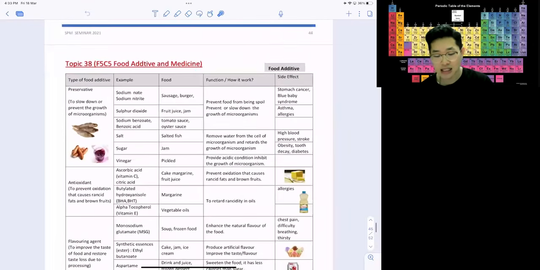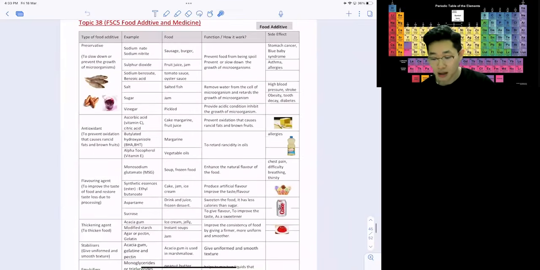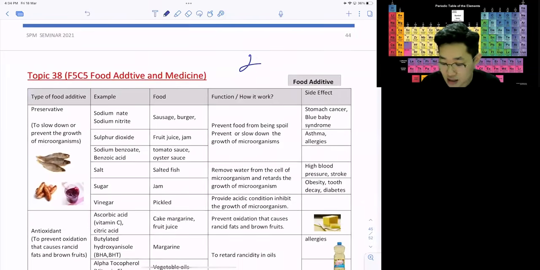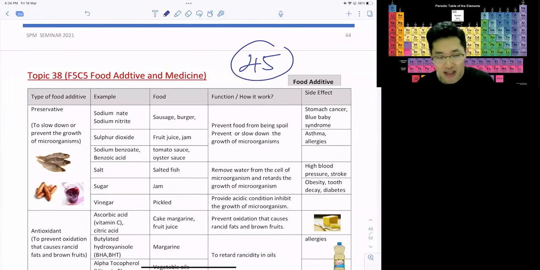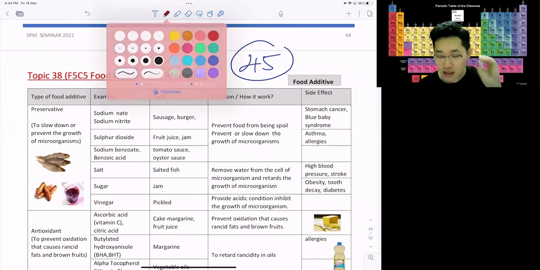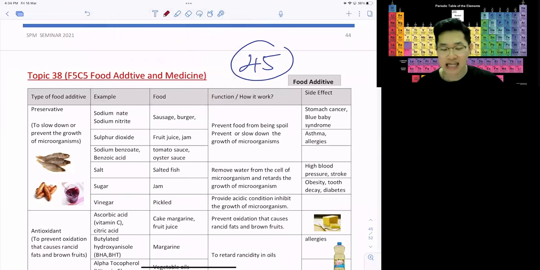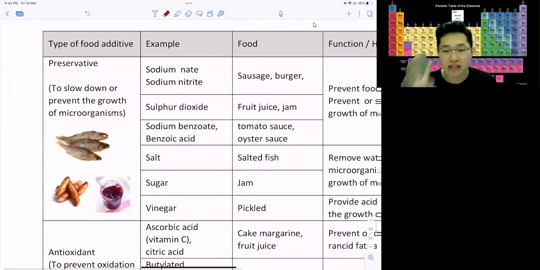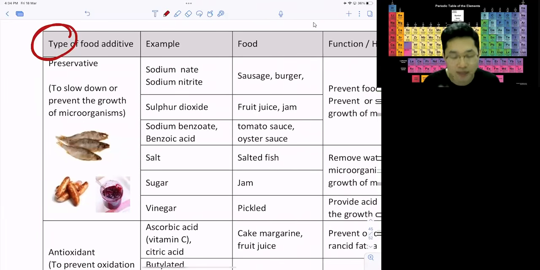So this one is in page 45. Don't worry, I'm not going to explain everything. I will just repeat one more time to tell you what is important, what are the things that you have to memorize. Okay, so in page 45, food additive, the most important part is the type.